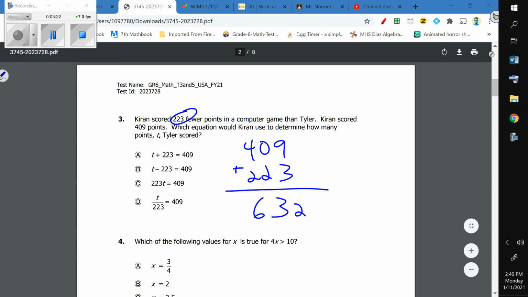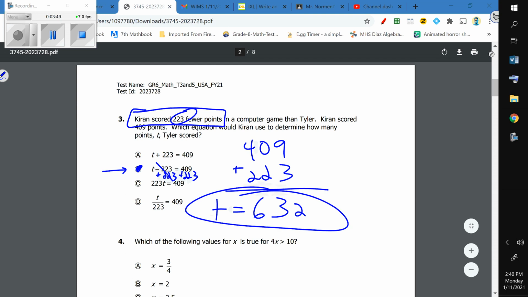Now, I know that's not one of the answers, but what would you use to find that? It would have to be B. If T is Tyler's score and he scored more, how do I know he scored more? Because Kieran scored fewer. And B is the only answer that, if I add 223 to both sides and I cross out the twins, I would get this. Okay, I hope that made sense.